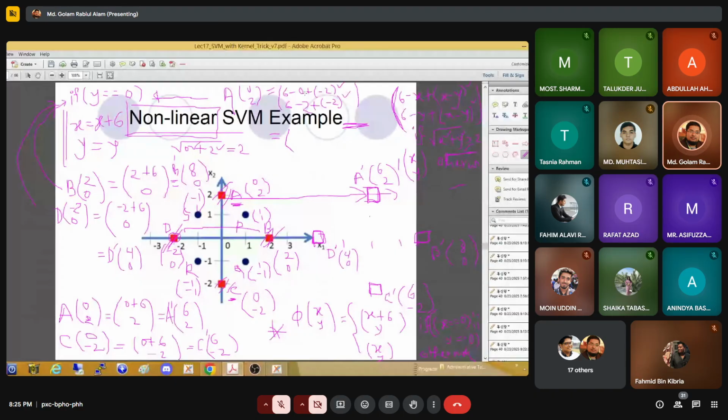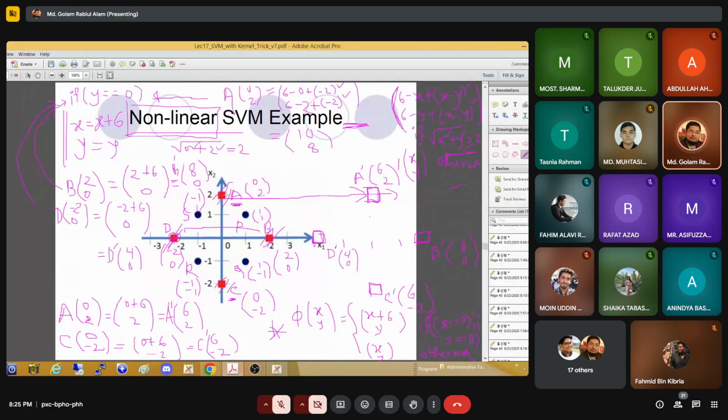So 6 minus 2 square is 4. That means 10. And y here is 6 minus 2 is 4. 4 plus 4 is 8. Here is 8. So that means 10 and 8. In x direction it will move 10 steps, and in y direction it will move 8 steps. So that means 10 steps and 8 steps.